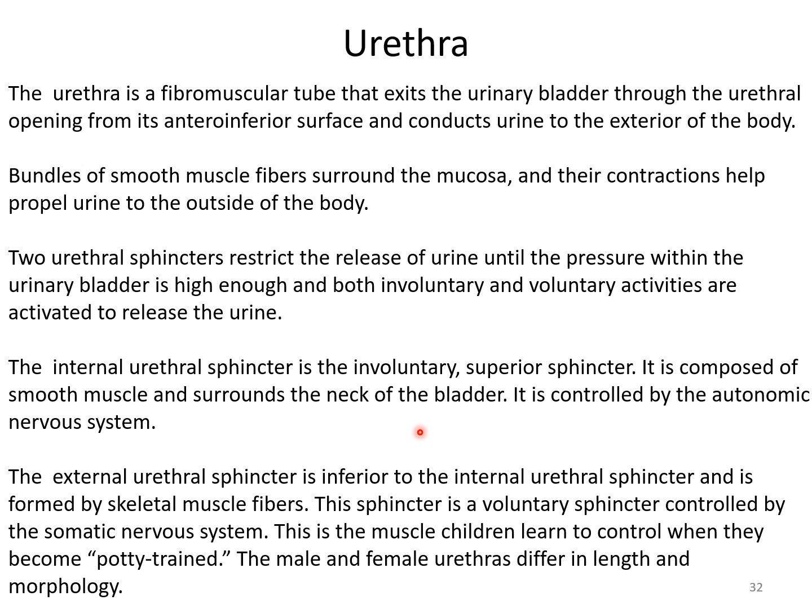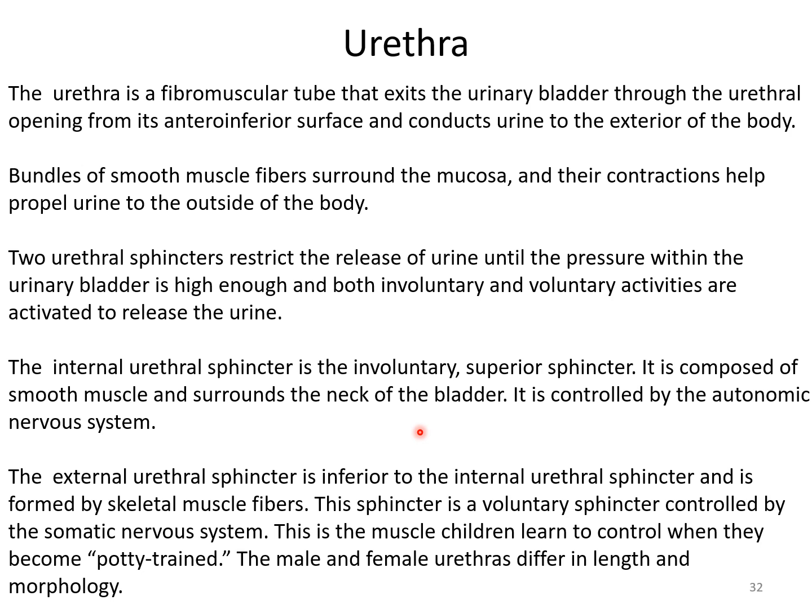The urethra is a fibromuscular tube that is basically the connector between the bladder and the outside of the body. So you've got the urethral opening from the anterior-inferior surface of the bladder, and it goes all the way outside. You have bundles of smooth muscle fibers that surround the mucosa, and they contract, almost like a peristalsis, like we saw in the GI tract, and that helps to propel the urine out of the body. You've got two urethral sphincters, as I touched on in the last slide, that restrict the release of urine until the pressure in the bladder is so high that we need to release those sphincters and allow the urine to be excreted.